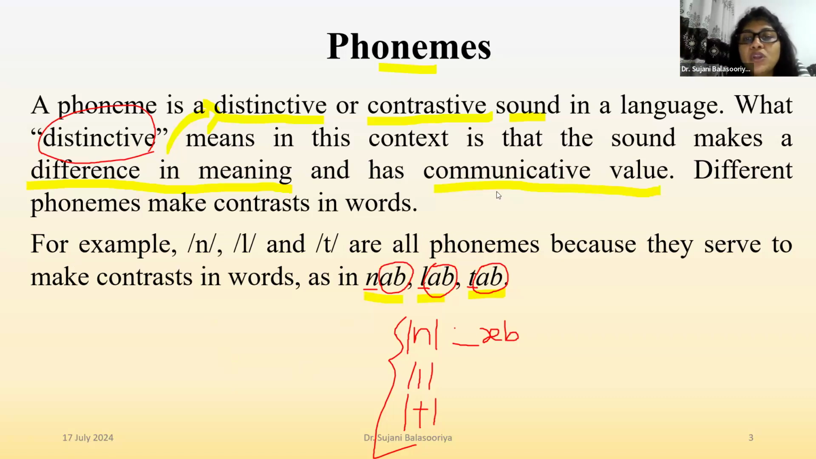And has communicative value means that by changing a phoneme in a word, you can communicate a different meaning. If you change this n into l, then the word will never be nab anymore. It will be lab, which means the meaning you want to communicate has completely changed to another meaning. That's why we say phonemes have communicative value, because they are different from each other.